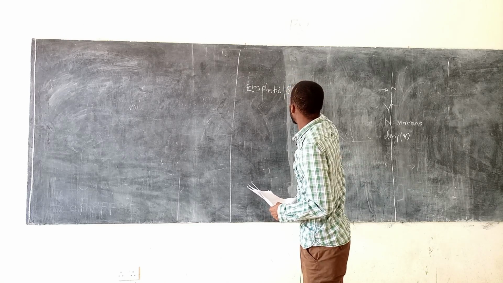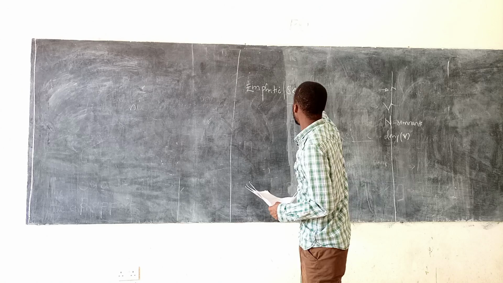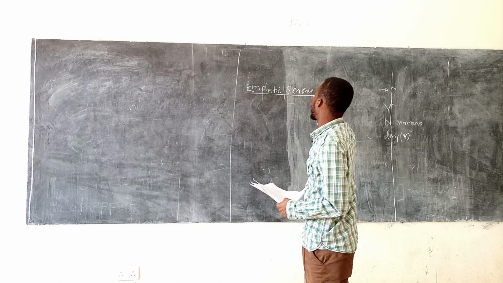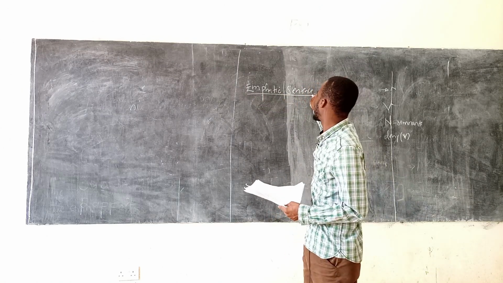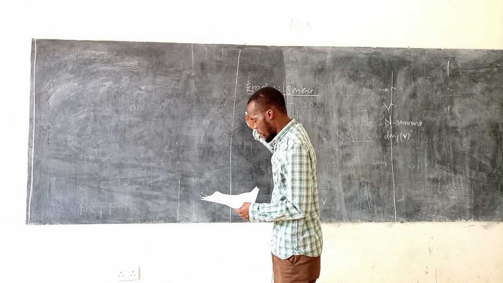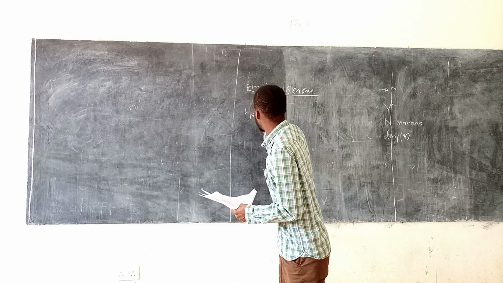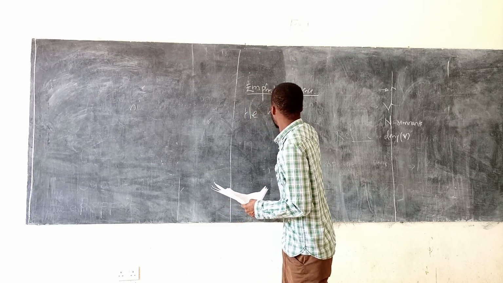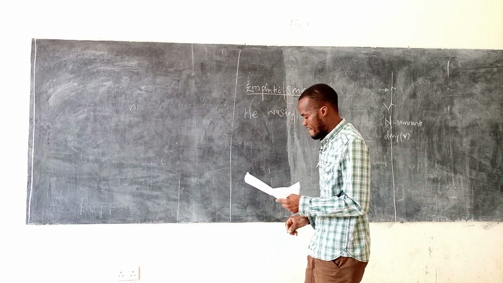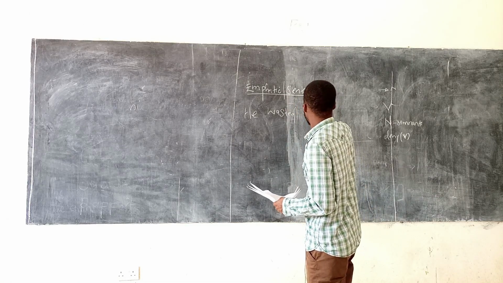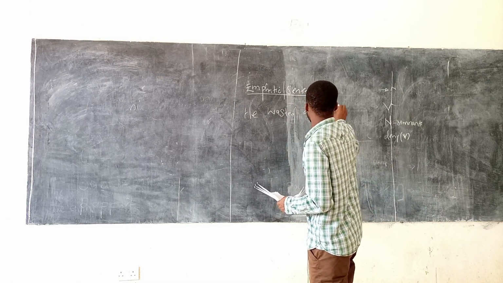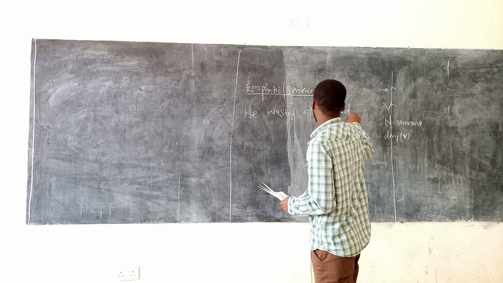This one is on the sentence level. What do we mean by emphatic stress on the sentence level? This is a scenario whereby we are going to give you a sentence like this. He wasted, let us have this example. He wasted all his food. All his food. He wasted all his food.